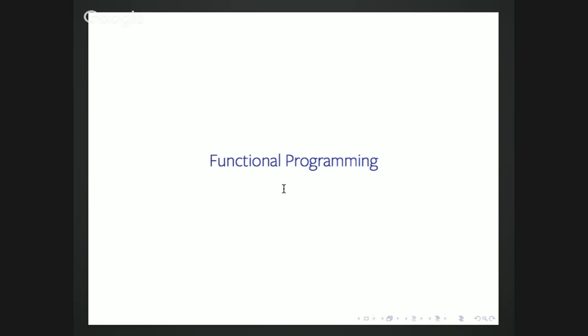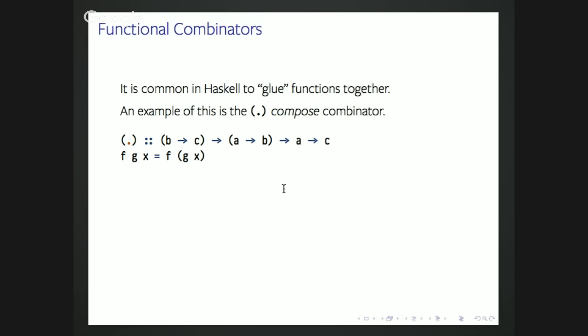So now let's talk about functional programming style, now that we've talked about a lot of different types of, I guess, functions inside Haskell that people commonly use, or patterns. For this, it is common in Haskell to kind of glue functions together, and what you'll see is that people use this dot function. So dot is actually called compose, so it's the compose combinator.